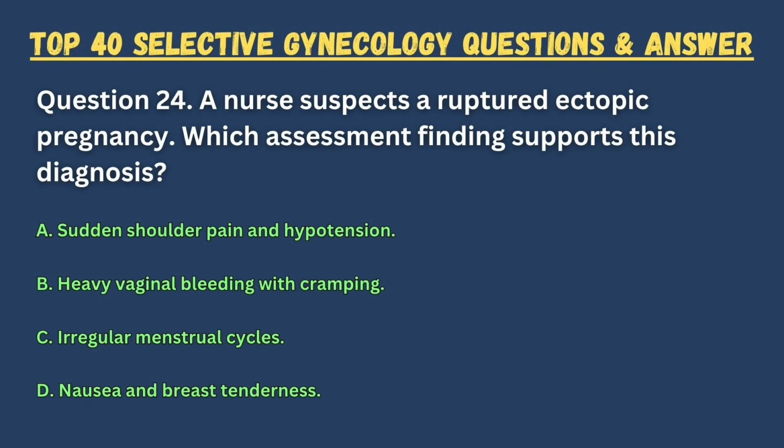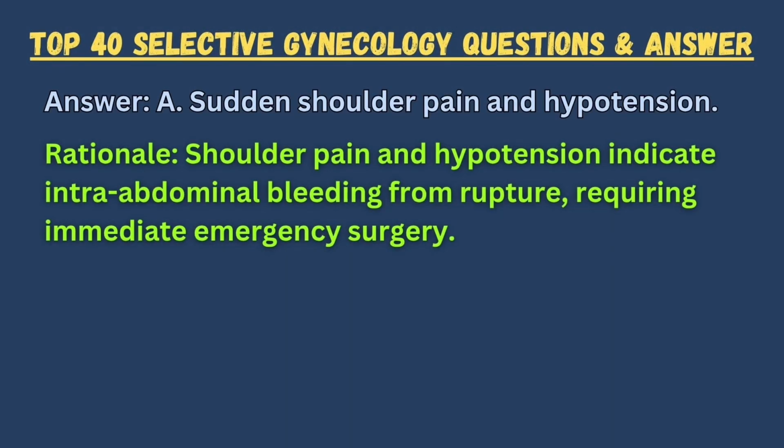Question 24. A nurse suspects a ruptured ectopic pregnancy. Which assessment finding supports this diagnosis? A. Sudden shoulder pain and hypotension. B. Heavy vaginal bleeding with cramping. C. Irregular menstrual cycles. D. Nausea and breast tenderness. Answer: A. Sudden shoulder pain and hypotension. Rationale: shoulder pain and hypotension indicate intra-abdominal bleeding from rupture, requiring immediate emergency surgery.